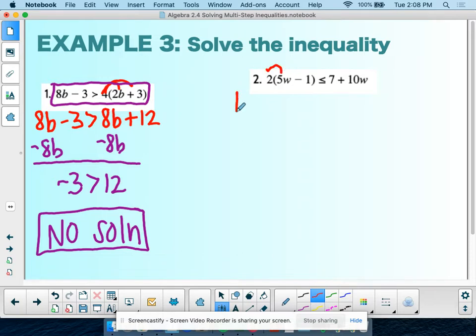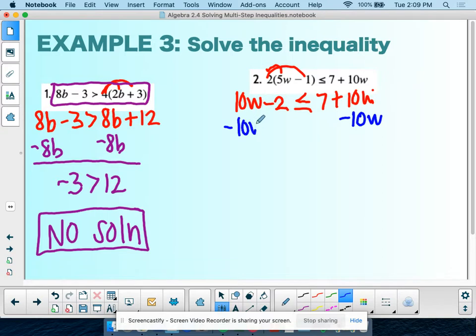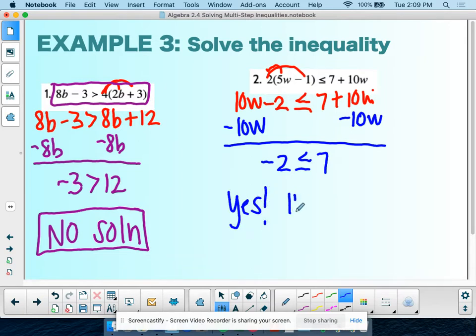2 times 5w is 10w. 2 times negative 1 is negative 2. Is less than or equal to 7 plus 10w. Again, we're going to get our w's to the same side, so I'm going to minus 10w, minus 10w. So I'm going to have negative 2 is less than or equal to 7. Is negative 2 less than 7? Yes, that's true. So you could write all real numbers, or use the infinity symbol.